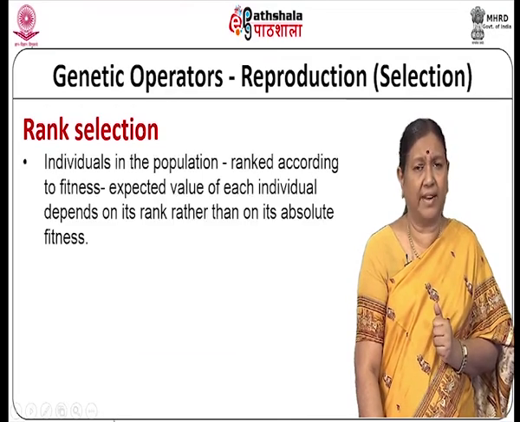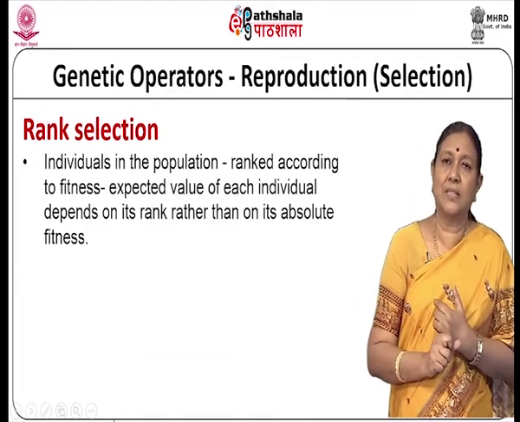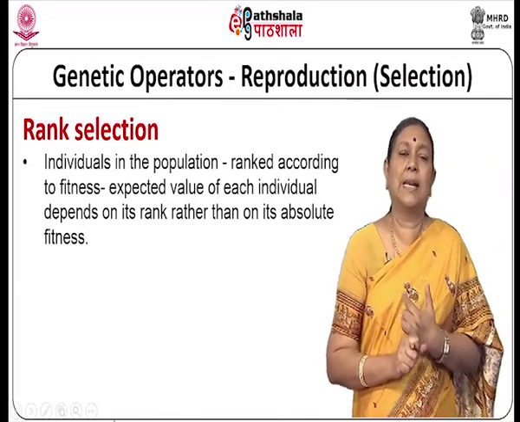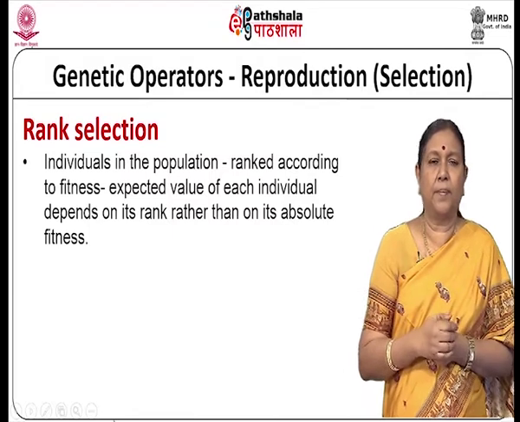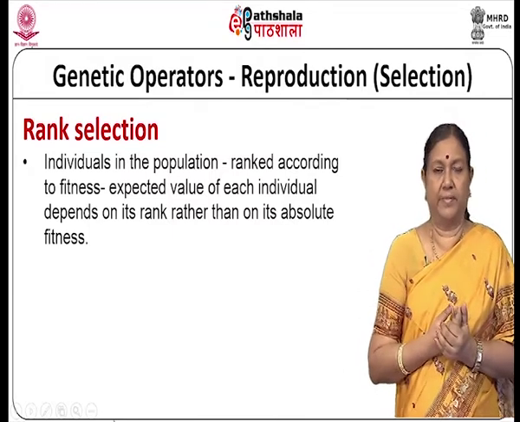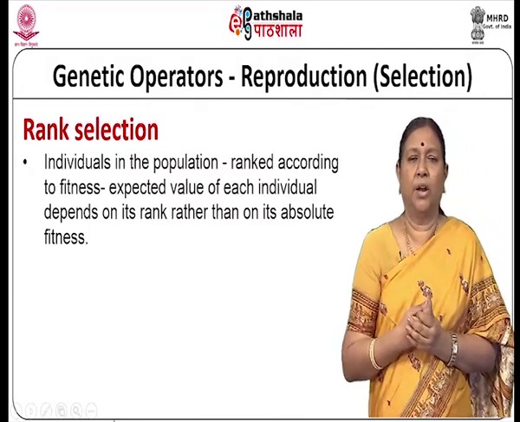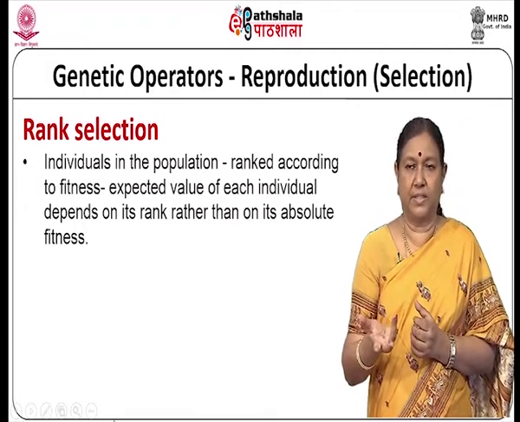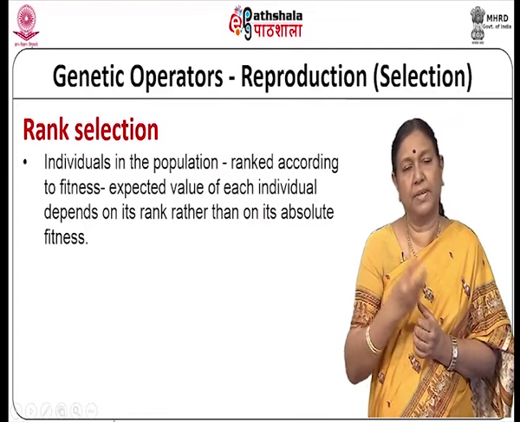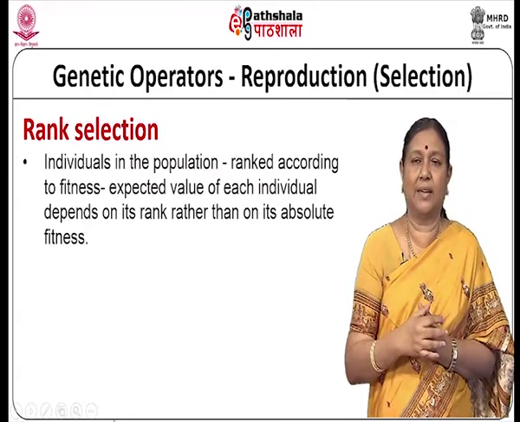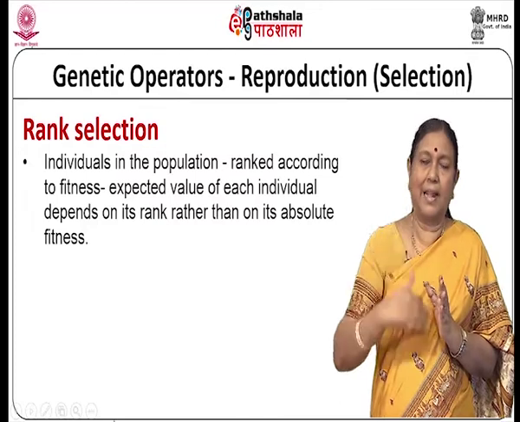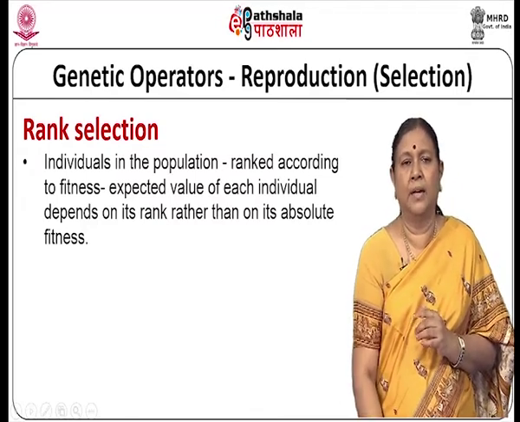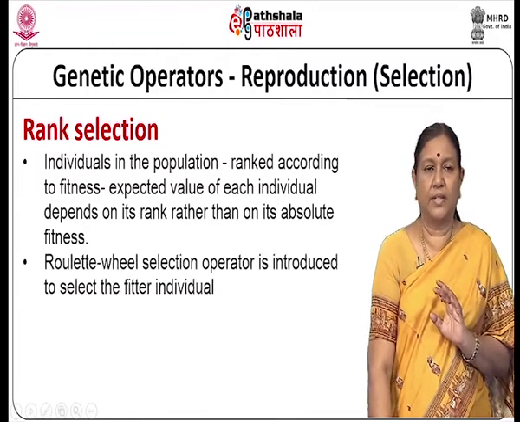Then you have something called rank selection. Please note, all the selection is for deciding which of the individuals in the population to select as parents. So, individuals in the population are ranked according to the fitness, and the expected value of each individual depends upon its rank rather than on its absolute fitness. So, instead of using the fitness value directly as in the previous methods, here we are looking at the rank among the existing individuals, and depending upon that the expected value is calculated.